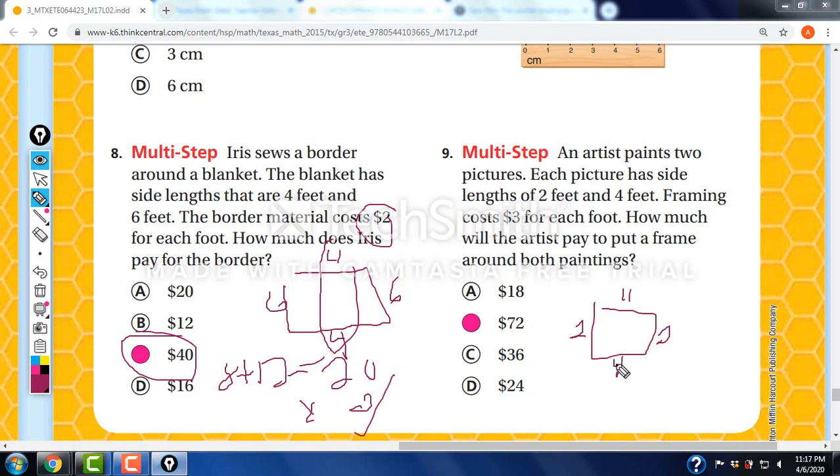Add these 2 is 8. 8 plus 4 is 12. But that's only 1. And you multiply 12 times 2 because you have 2 picture frames. So that's 24. Then you multiply 24 by the cost of each foot. And that gives you 72.